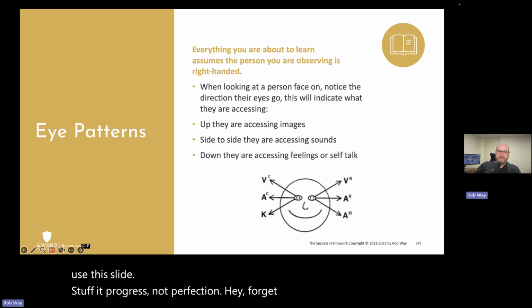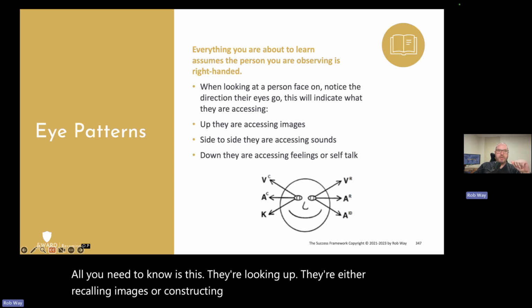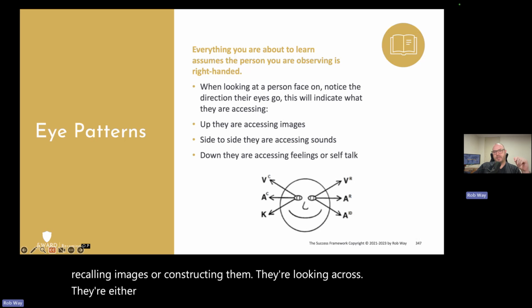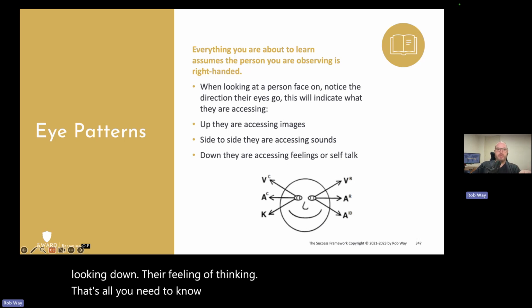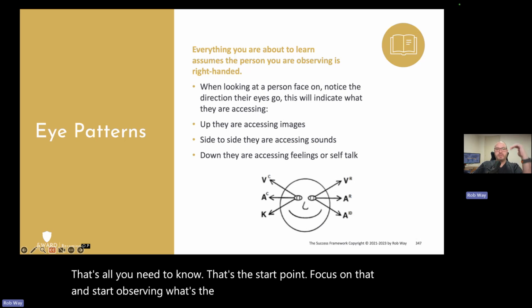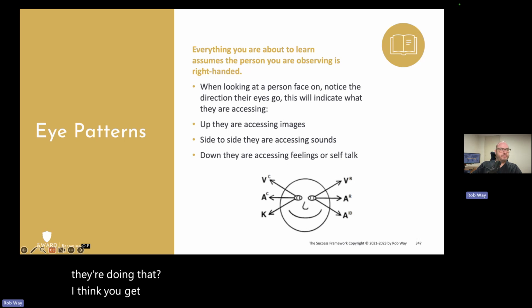Forget the other slide. All you need to know is this. They're looking up, they're either recalling images or constructing them. They're looking across, they're either recalling or constructing words, sounds, etc. They're looking down, they're feeling or thinking. That's all you need to know. That's the start point. Focus on that and start observing what's the language people are using when they're doing that. I think you get it.